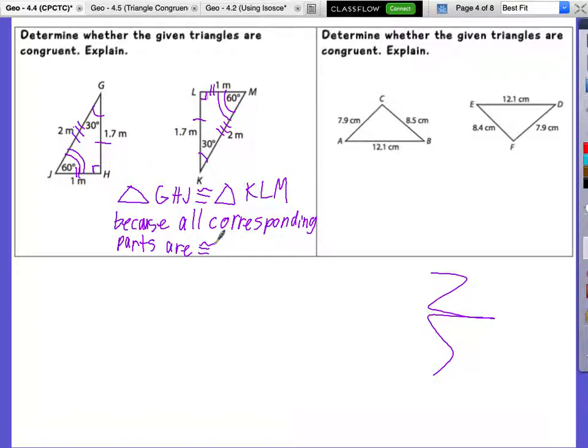Alright, questions on that first one, class? Questions on the first one, class? Okay, I want you guys to try the second one real quick. How am I supposed to know? Okay, the angles are congruent. Okay, we'll start with sides. Just kidding. I know.